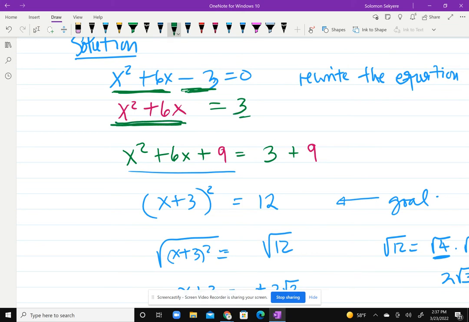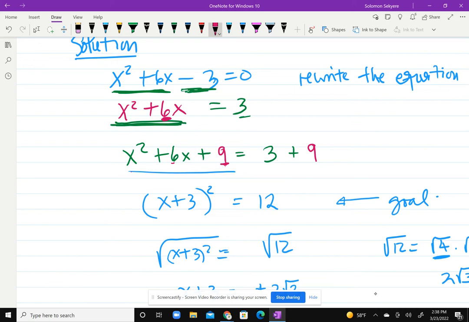How do we complete the square? We take half of the x term, we take half of it, square it, and add to it. Half of it, square it, and add to it. So we've taken half of this, squared it, and added to it.